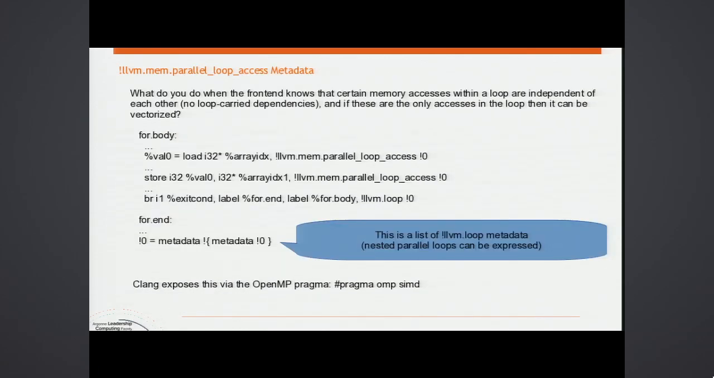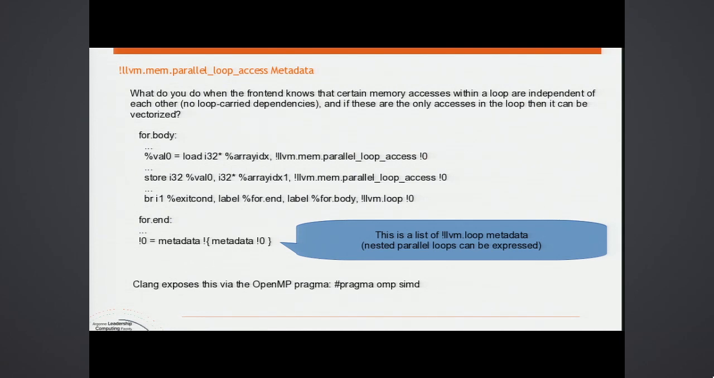OK, and I said those optimization hints don't say anything about safety. Here's the one piece of metadata we have that says something about safety. We have a parallel loop access metadata, which essentially asserts that the associated load or store memory access does not have any loop carried dependency. So in other words, if you have this metadata on all of the accesses in a loop, then we can conclude that the loop has no loop carried dependencies and can be vectorized. And that's what we do.